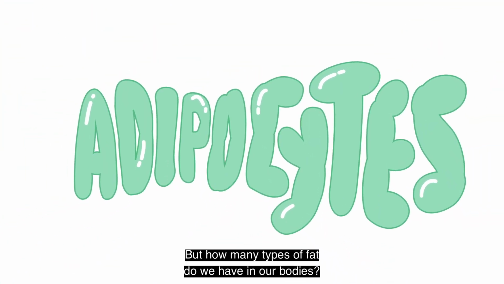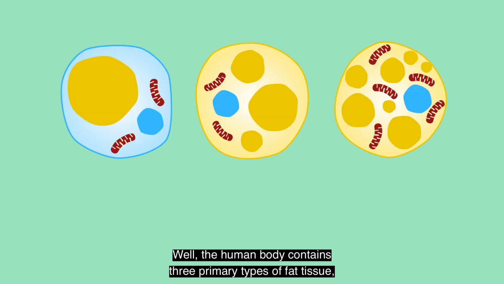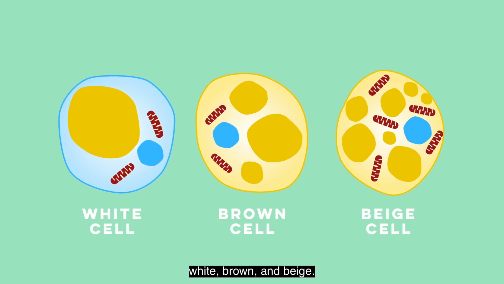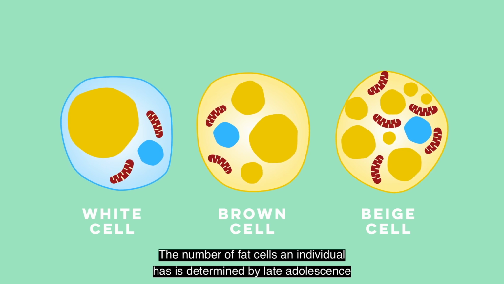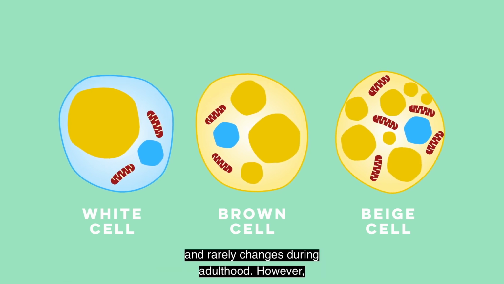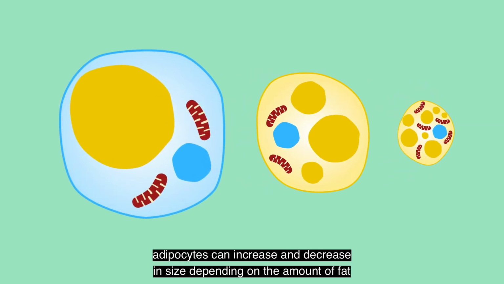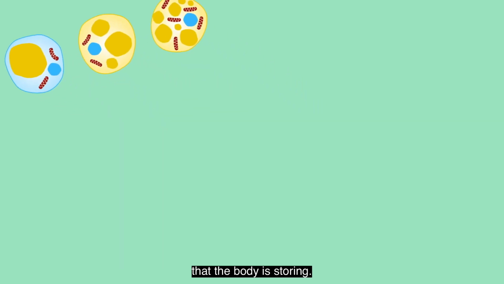But how many types of fat do we have in our bodies? Well, the human body contains 3 primary types of fat tissue: white, brown, and beige. The number of fat cells an individual has is determined by late adolescence and rarely changes during adulthood. However, adipocytes can increase and decrease in size depending on the amount of fat that the body is storing.